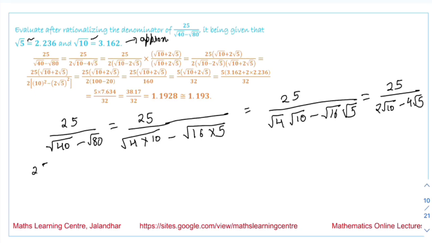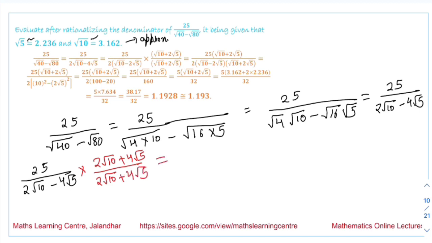So we are rationalizing this number, 25 over 2 root 10 minus 4 root 5. To rationalize it, we have to multiply it by 2 root 10 plus 4 root 5, and divide it by 2 root 10 plus 4 root 5. When we multiply and divide by this number, the answer we get is this. We have shown the calculation over here. When you rationalize these terms, the answer you get is in this form: 5 times (root 10 plus 2 root 5) over 32.